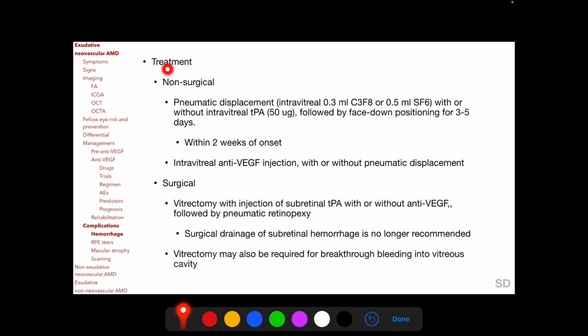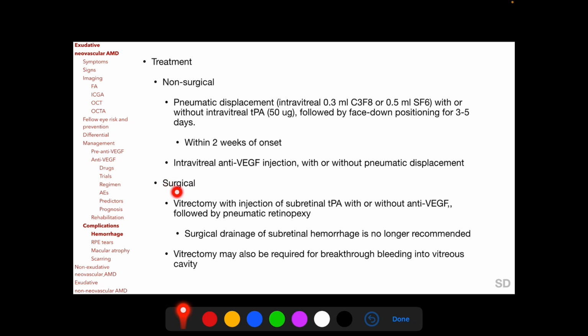Non-surgical therapy of subretinal hemorrhage, which does not involve vitrectomy, includes pneumatic displacement of the blood with either C3F8 or SF6 intravitreal injection with or without intravitreal injection of tissue plasminogen activator, followed by face down positioning for 3 to 5 days. And it has been seen that pneumatic displacement with intravitreal tissue plasminogen activator is capable of displacing the submacular blood if injected within 2 weeks of onset. Often intravitreal anti-VEGF injection is also added with pneumatic displacement and TPA.